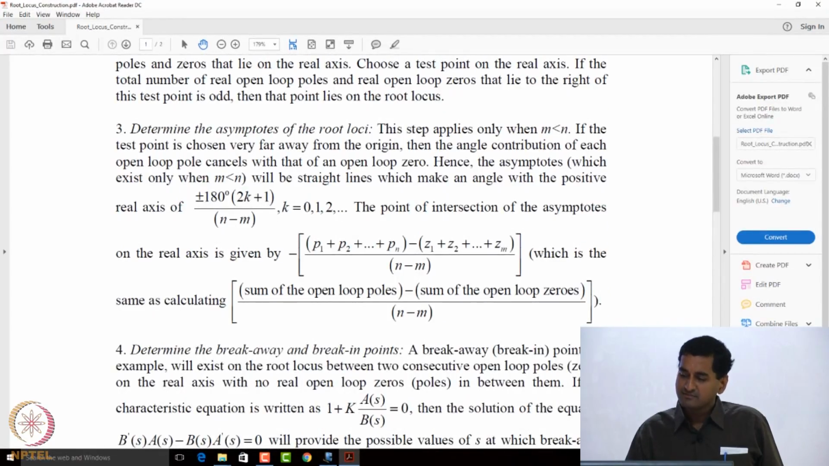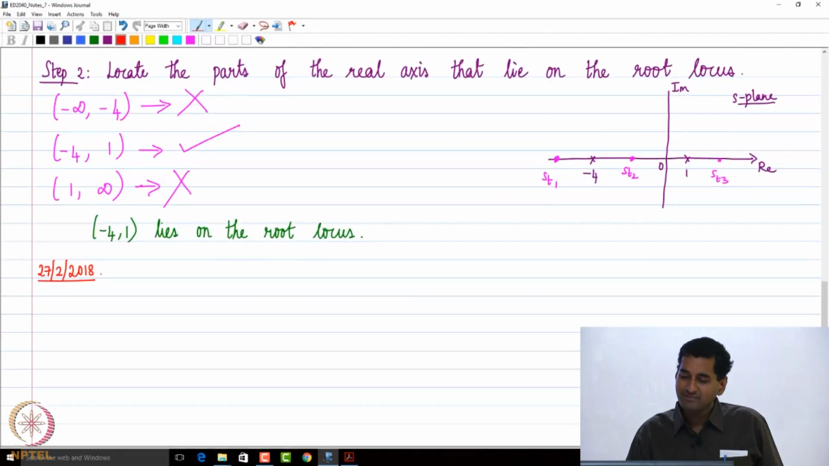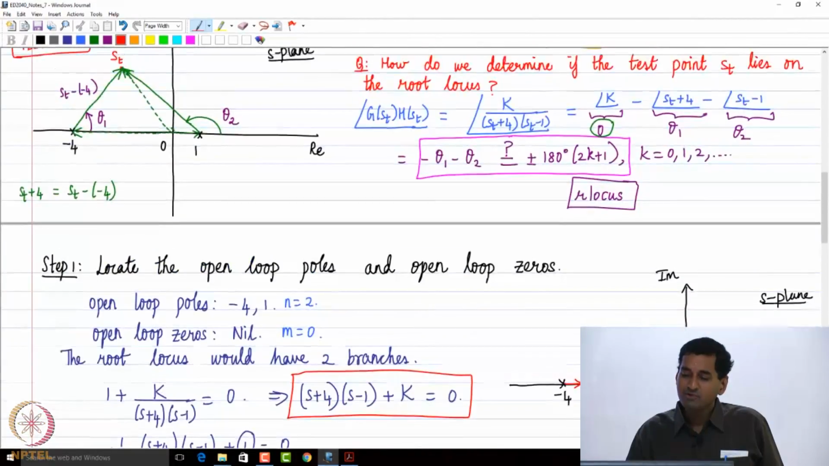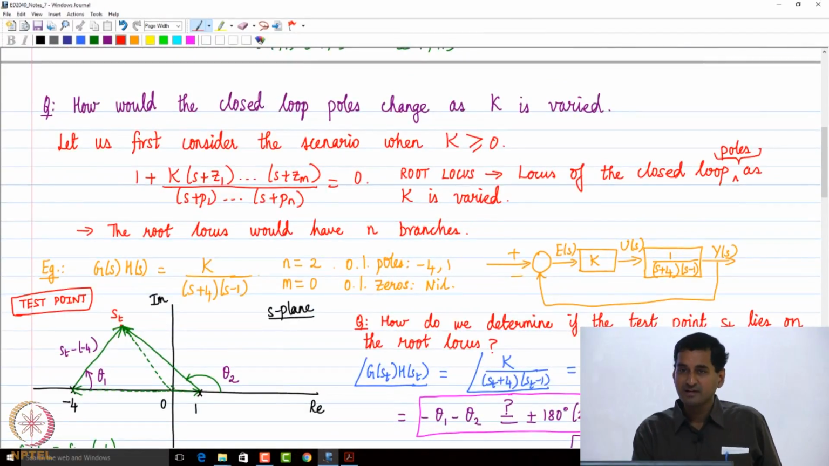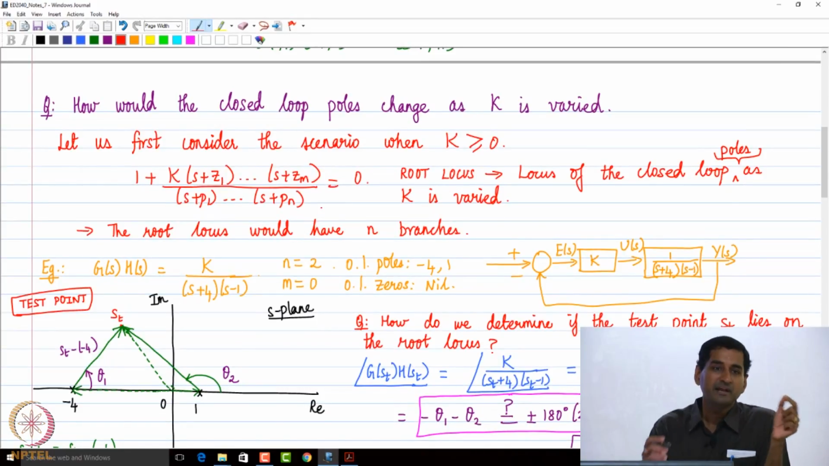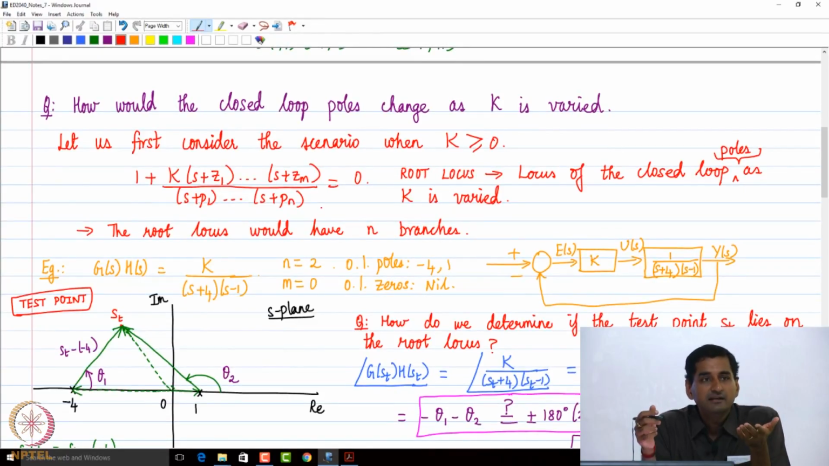Step 3 deals with determining the asymptotes of the root locus. Obviously this step applies only when m is less than n. If you recall, small m was the number of open loop zeros, and small n was the number of open loop poles. As we discussed, the root locus will have n branches. Each branch starts from an open loop pole, and m branches will terminate at the m open loop zeros as k tends to infinity, and the remaining n minus m branches will go to infinity along asymptotes. So asymptotes exist only when n is strictly greater than m.